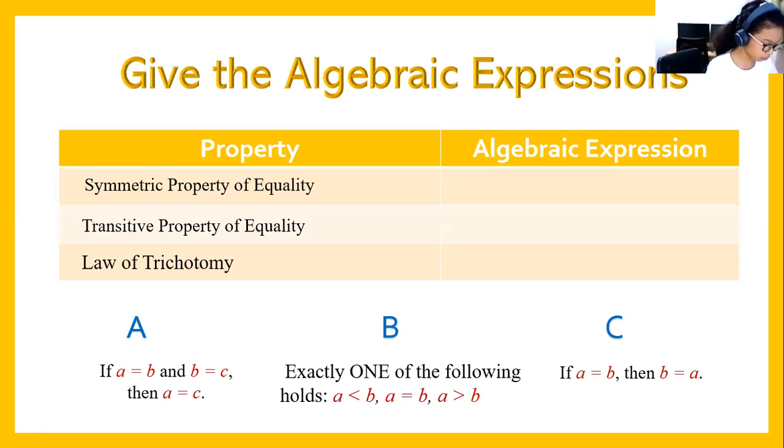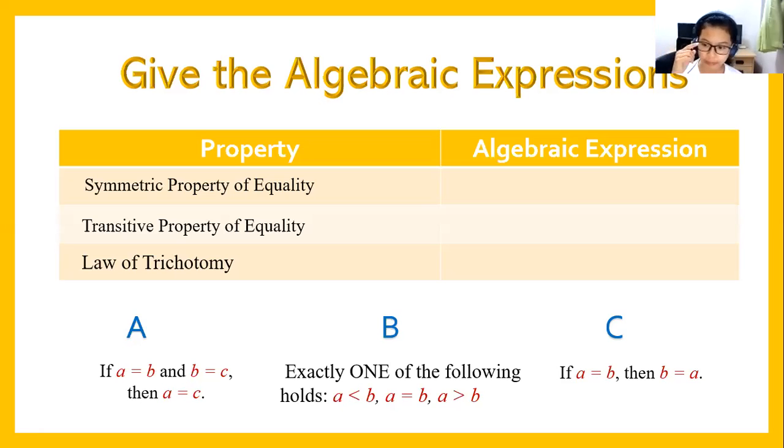Symmetric, okay. All right, which one is which, Crystal? Symmetric property of equality is letter A. Yes. Letter C, okay. Transitive property of equality is letter C. The first one is letter C, correct, symmetric. But the second one is which one, A or B?